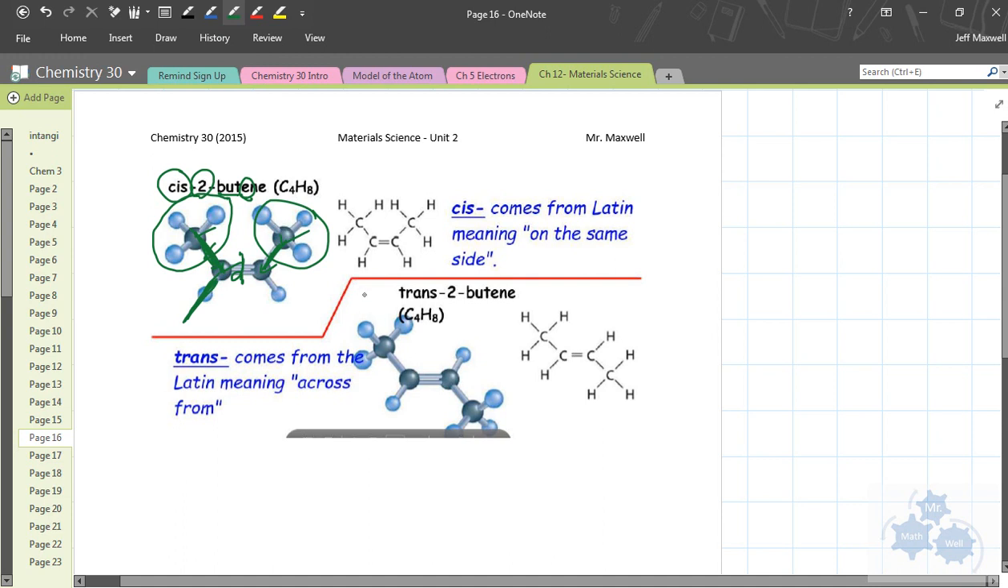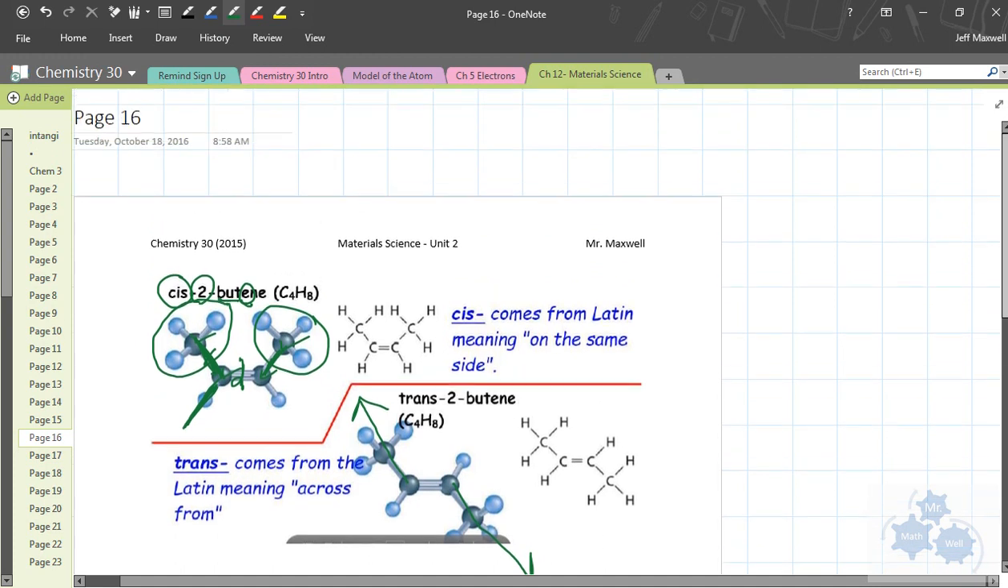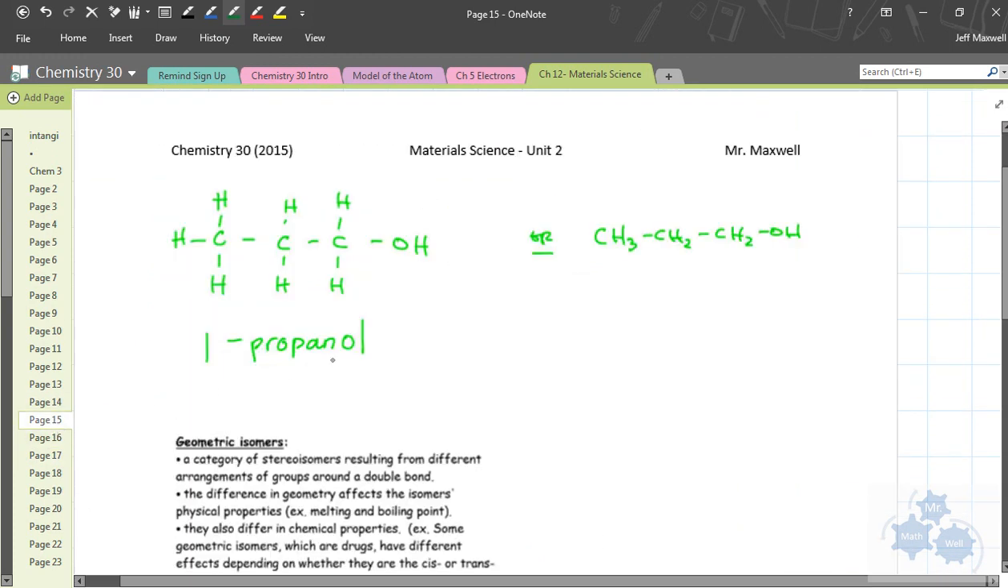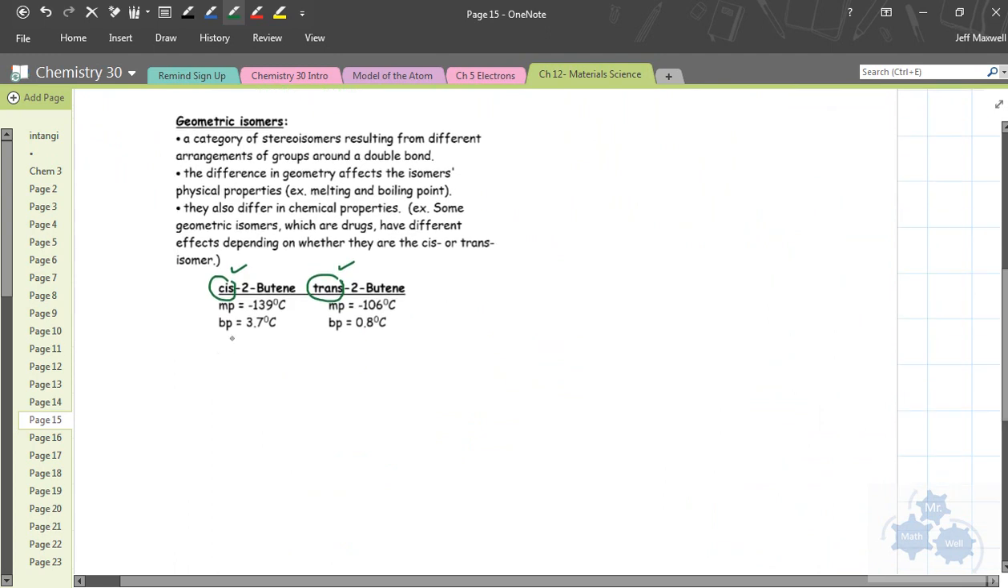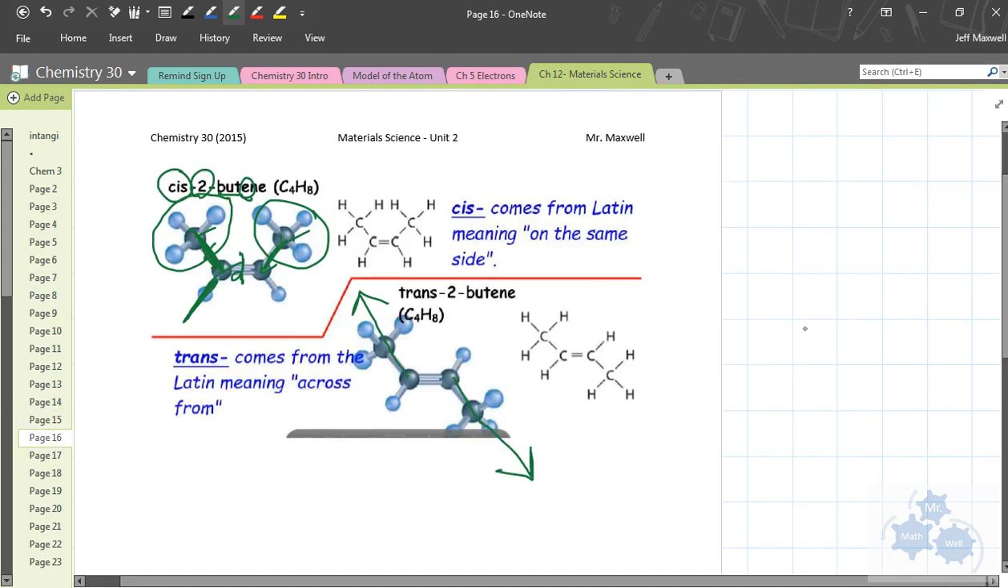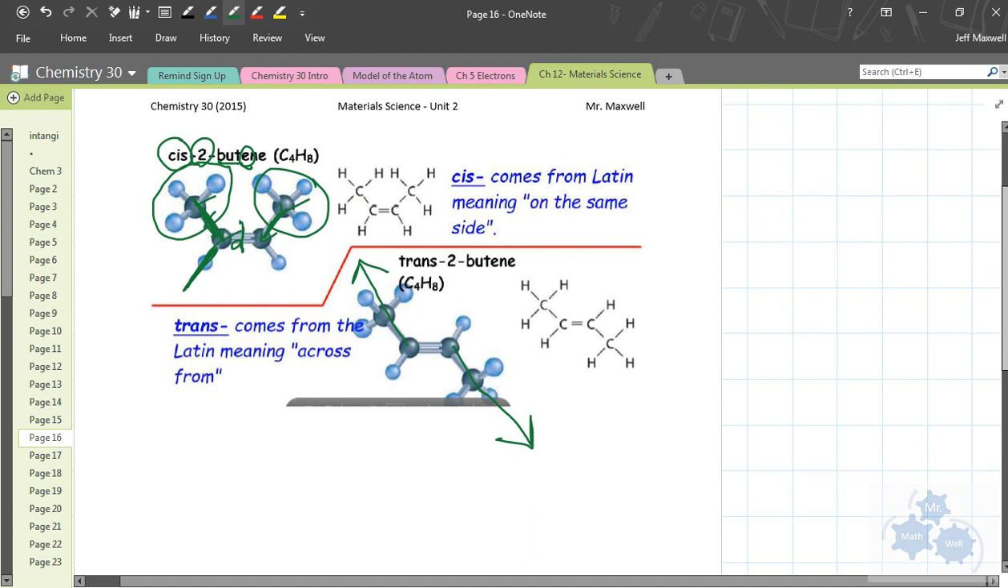So we have the group coming this way, and then the other group on the other end going the other way around. And if we look back at the notes on the previous page, we see that there are definite physical property differences here. Because of the shape, they have different melting points and boiling points. So they're the same formula, but they act quite differently.